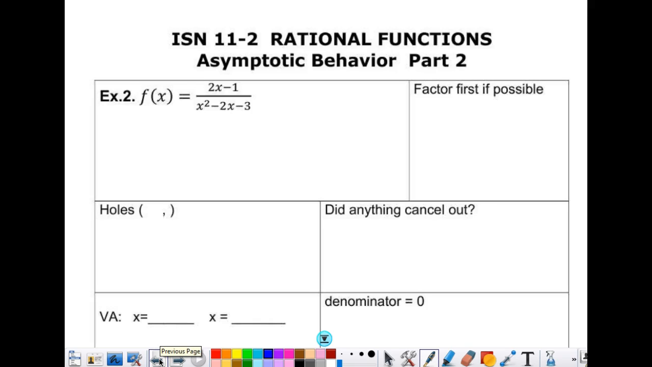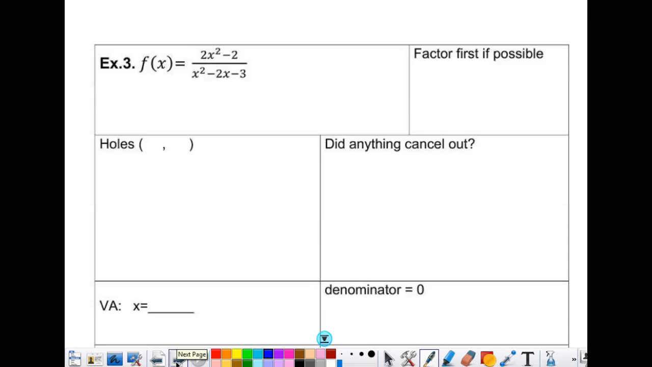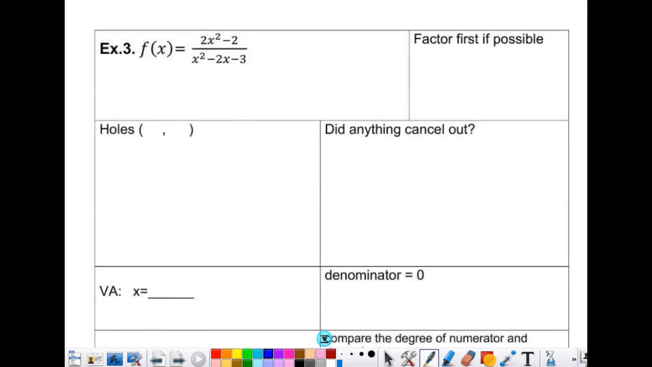Okay, so on your notes, we're not going to do example 2 because example 2 doesn't have a hole. So I don't want to waste time going over one that doesn't have a hole. Okay, so then we go to example 3. I don't know if you remember yesterday or not, but I recommend that you find the horizontal asymptotes first. Okay, so what do you find first?